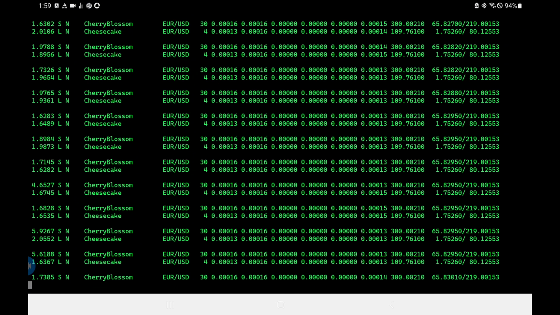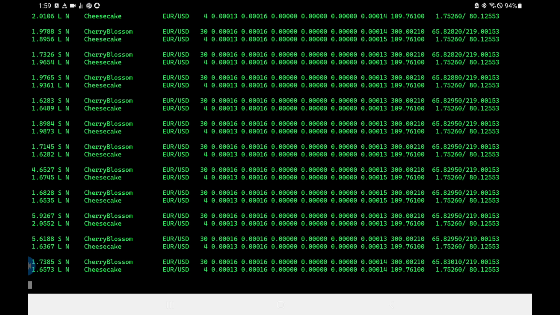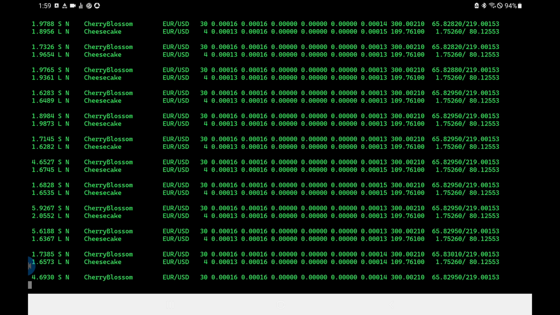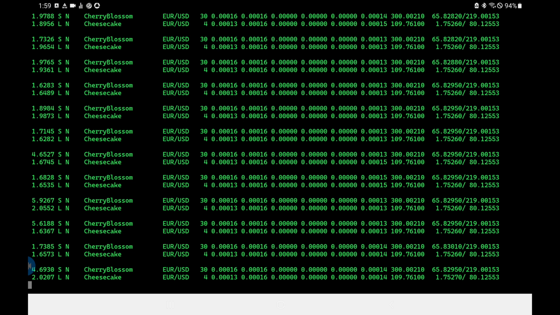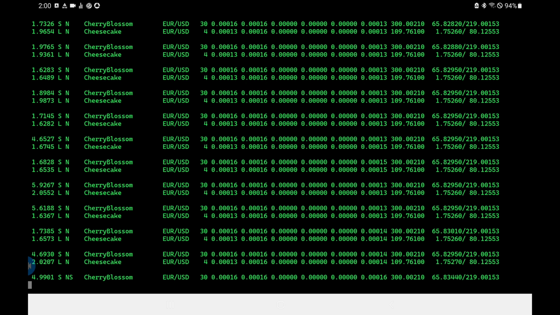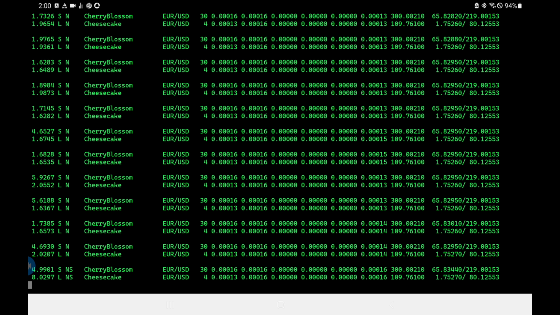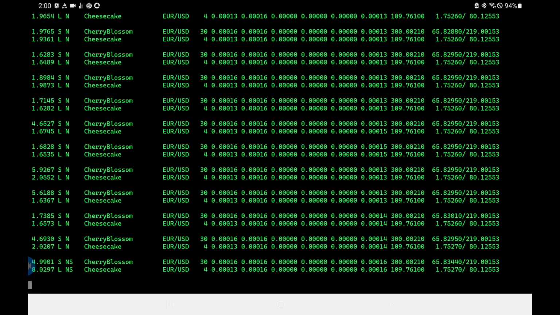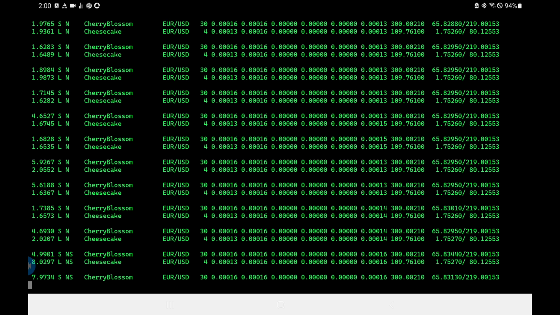So here we are, watching the bot page. Here is the bot running. I have the Cherry Blossom account with a balance of $300 now, and the Cheesecake account with a balance of $9. For the duration of this next month, or until the Cheesecake account has the same balance as the Cherry Blossom account, I will be transferring money from one to the other to build the equity up in it quickly.